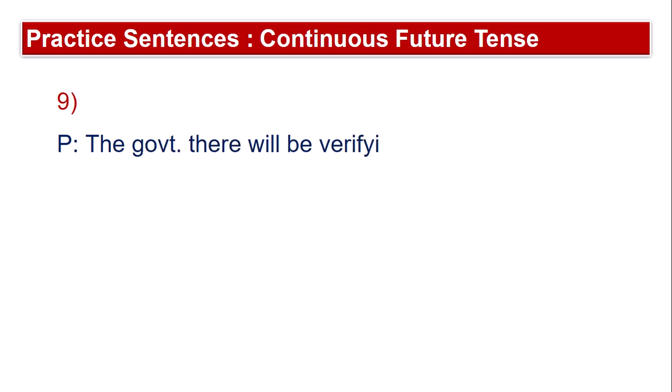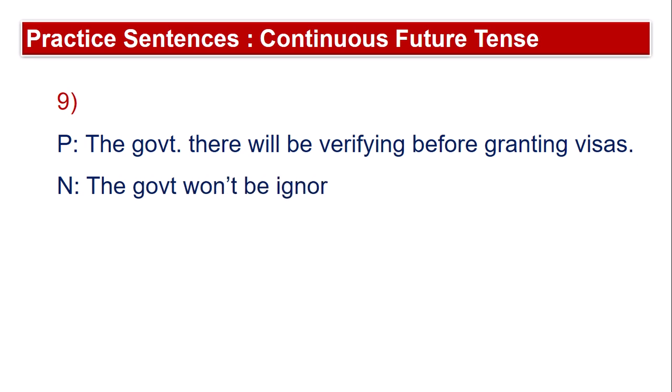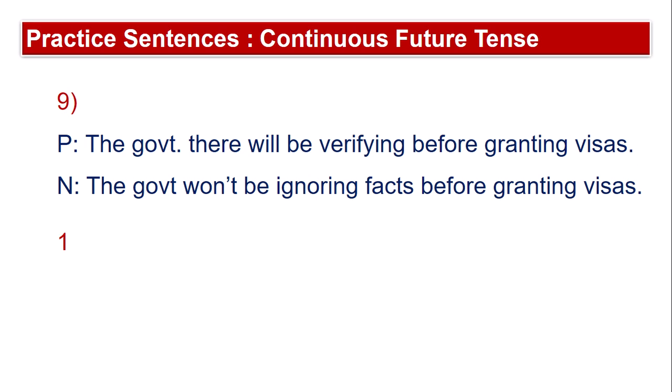The government there will be verifying before granting visas. The government won't be ignoring facts before granting visas. So in negative, many times I have written won't. Won't is the abbreviated form of will not. So that is also a way of writing things.